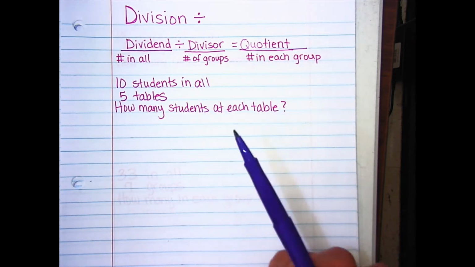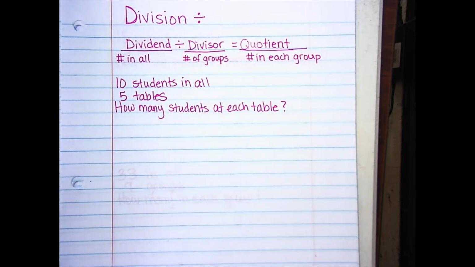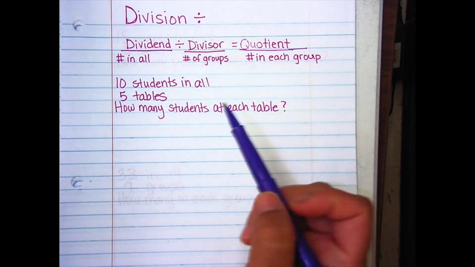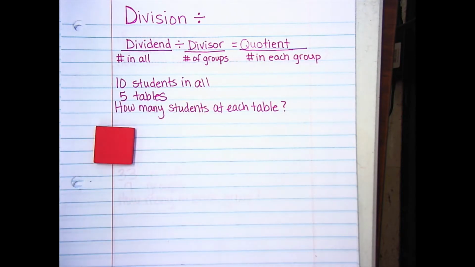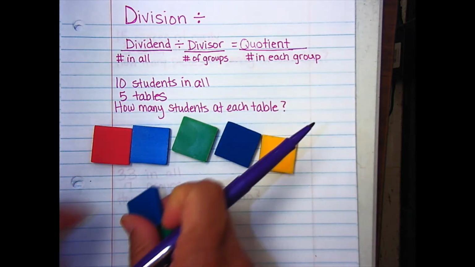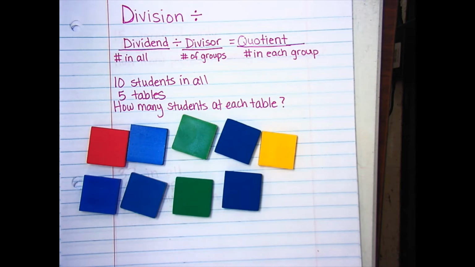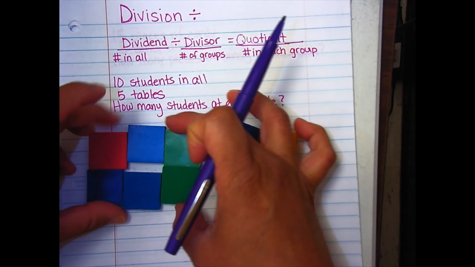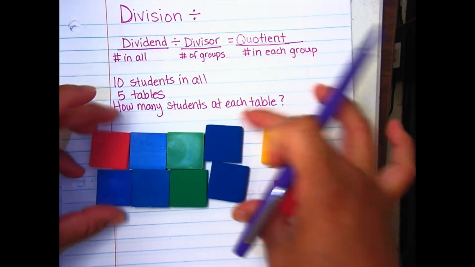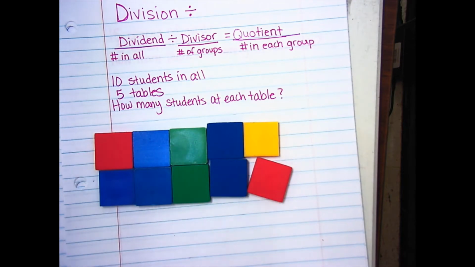So let's start with our first one. So 10 students in all, and I'm going to be using square tiles to model this. And we have 5 tables, and we want to know how many students are at each table. So here we have our 10 students. So my square tiles represent my 10 students. And we want to put the students in 5 tables. How many students will there be in each table?